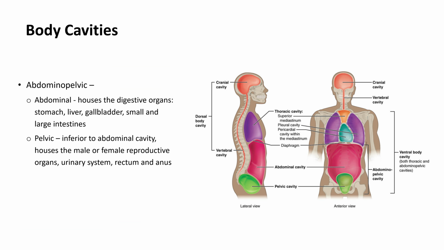Your abdominopelvic, a lot of your general surgery is going to be taking place here. It houses your digestive organs, such as stomach, liver, gallbladder, your small and large intestines. And then you have your pelvic cavity, which is inferior, which means below, to abdominal cavity. It houses the male or female reproductive organs, urinary system, rectum, and your anus.